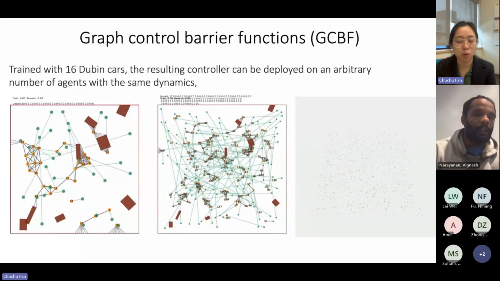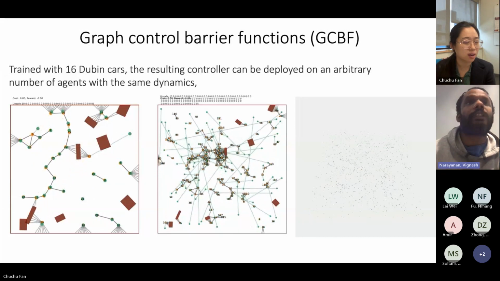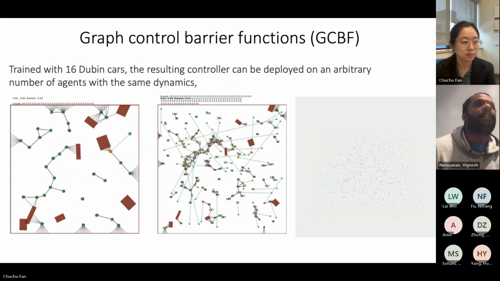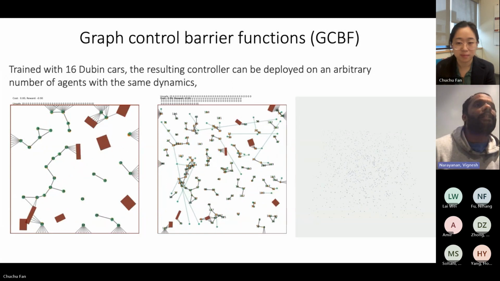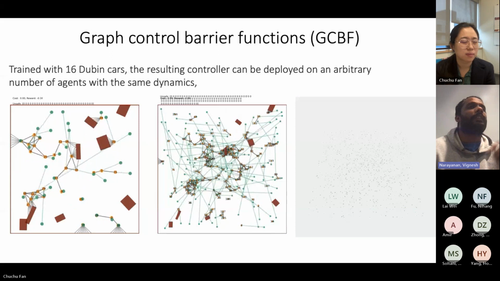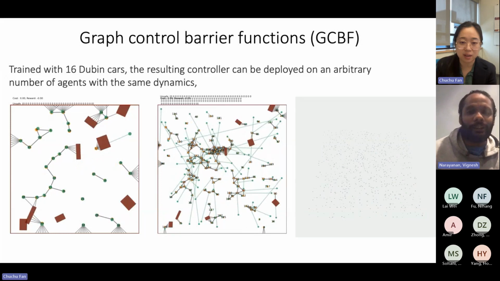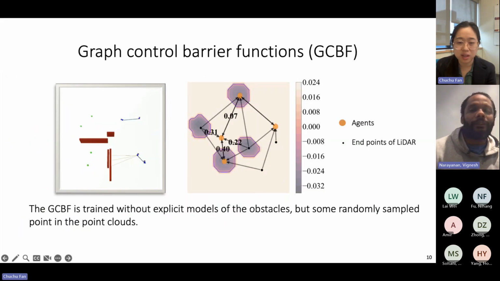Now, to show some qualitative results, we have trained everything using 16. Oh, Chuchu, we have a question. Yeah. I guess she was pointing at something, but her mouse is not visible. In the previous slide, she was pointing at the agent. Okay, let me come back to the previous slide. Here you can see there is one orange dot with all the edges that have numbers pointing to it. This is the plotting of the GCBF in the view of that agent.